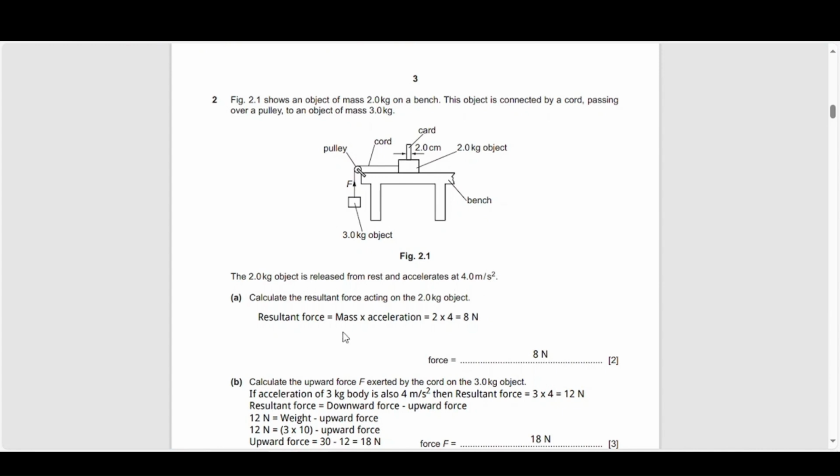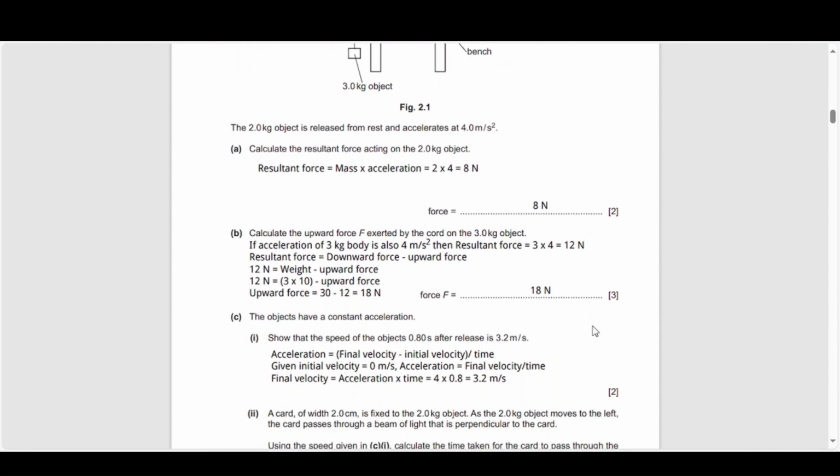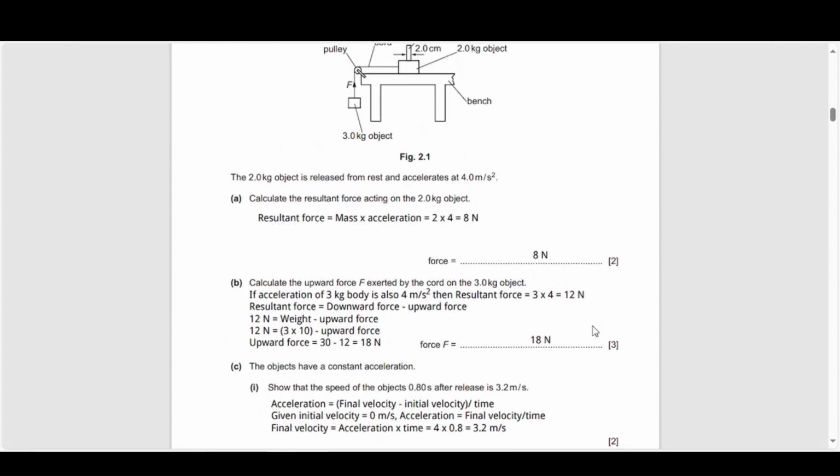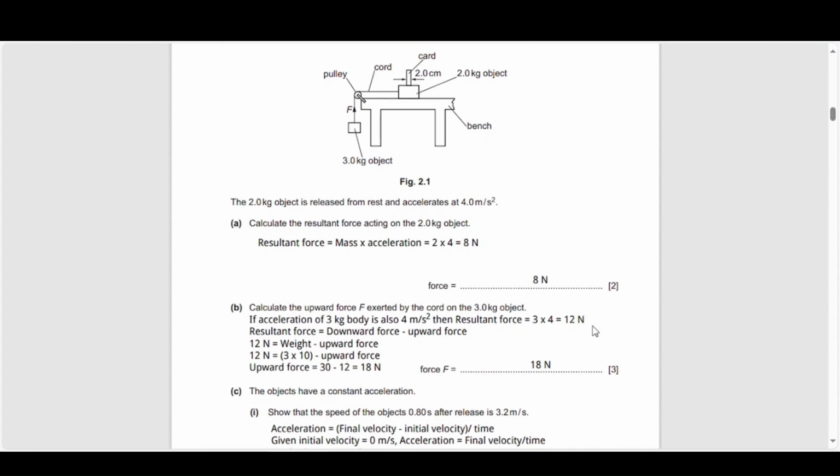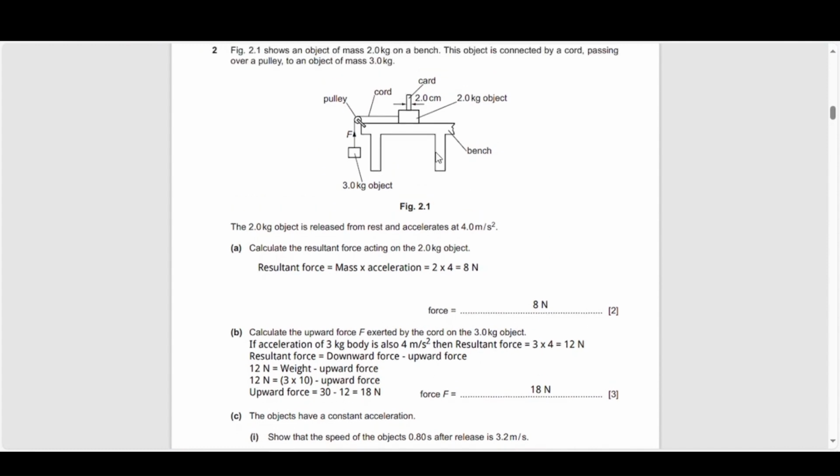This is straightforward. Force is mass multiplied by acceleration. We know the mass is 2 kilograms. We know the acceleration is 4 meters per second squared. So if you multiply those together, you get a value of 8 newtons, that's quite straightforward. Part B asks, calculate the upward force F exerted by the cord on the 3 kilogram object. So again, this is quite straightforward, because if you think about it, in a connected system, the acceleration of the system has to be the same.